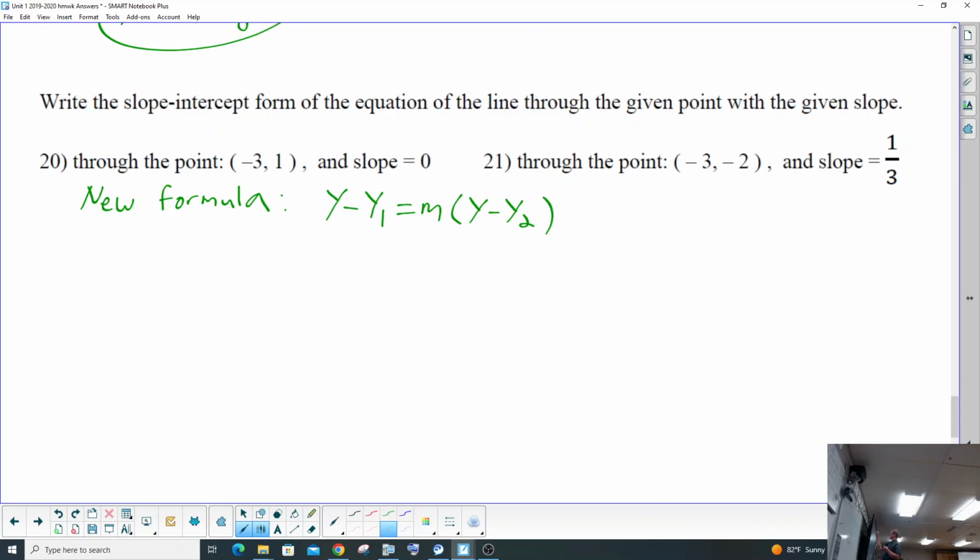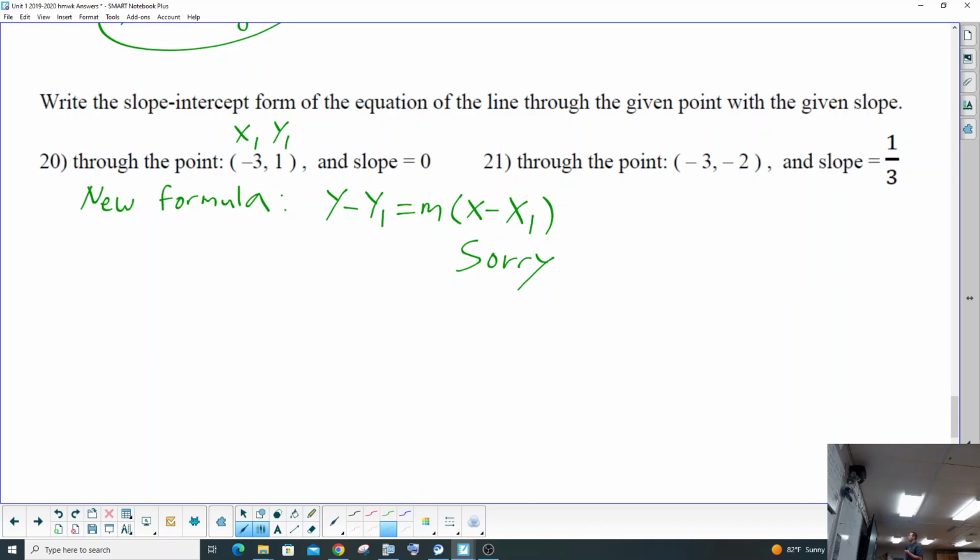Okay? Where this is our, oh, sorry, something doesn't look right. I believe there are x's in there and not y's. Oh, thanks for saying that. I appreciate it. So y minus y1 equals the slope times x minus x1. There we go. Okay, cool. So that's the formula we're going to use, where this is x1 and this is y1.